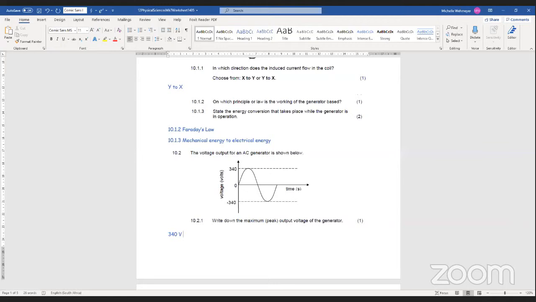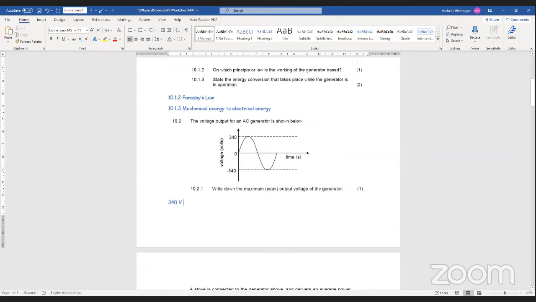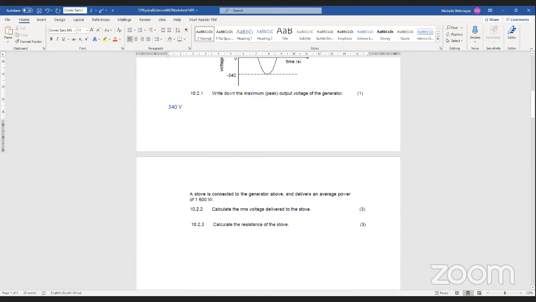If you were to say negative 340 volts, they would mark it correct, but always just try and use the positive values for these questions. The negative is just indicating that the direction is changing. Then they tell us a stove is connected to the generator above and delivers an average power of 1,600 watts. 10.2.2, calculate the RMS voltage delivered to the stove.